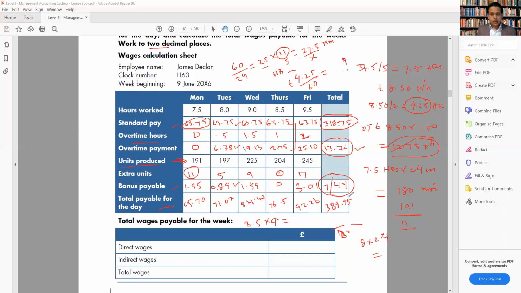So we can see only the bonus is the indirect cost, the question said. So that is 7.44. The total is 389.95. So the direct wages will be the overtime and the standard pay. You can add these two, or you can minus 7.44 from the total. That will give you the same figure anyway. So if you find the difference, that will be 382.51. Thank you, Kiran. Thank you, Nazia.